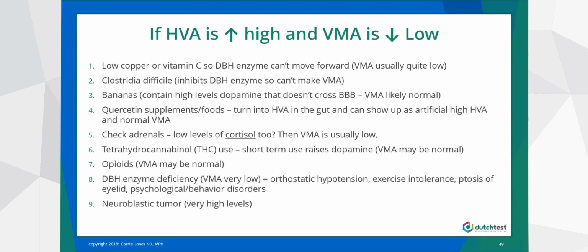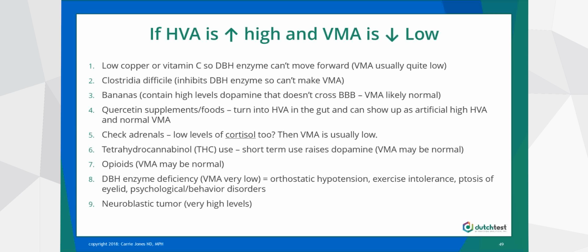Now, if HVA is high but VMA is low, so HVA, dopamine is not converting into norepinephrine. First things first, check their copper. Do a serum copper on them and check their vitamin C. We know humans can't make their own vitamin C. So if they have adrenal problems, if they get sick all the time, just put them on vitamin C, right? Just put them on vitamin C and check their serum copper. And now you can help their DBH enzyme move dopamine forward into norepinephrine, and the VMA will restore itself.